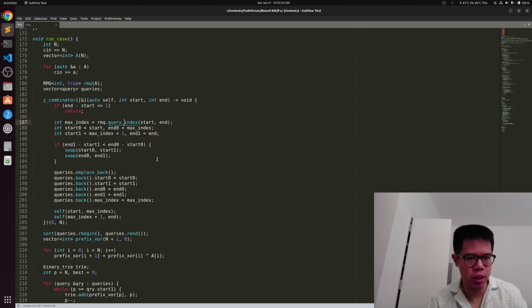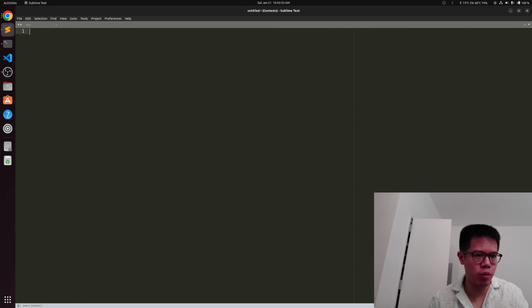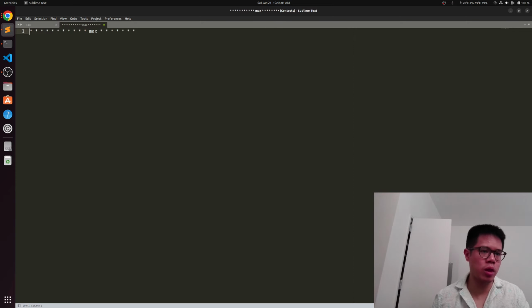And what that means is if you have some array, right? Pretend these are numbers, and you have the max, and these are numbers. What that means is the start of your subarray is somewhere in here, and the end of your subarray is somewhere in here.